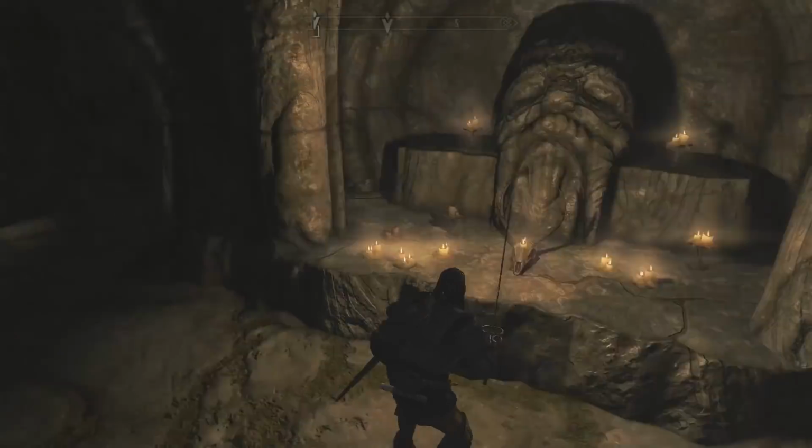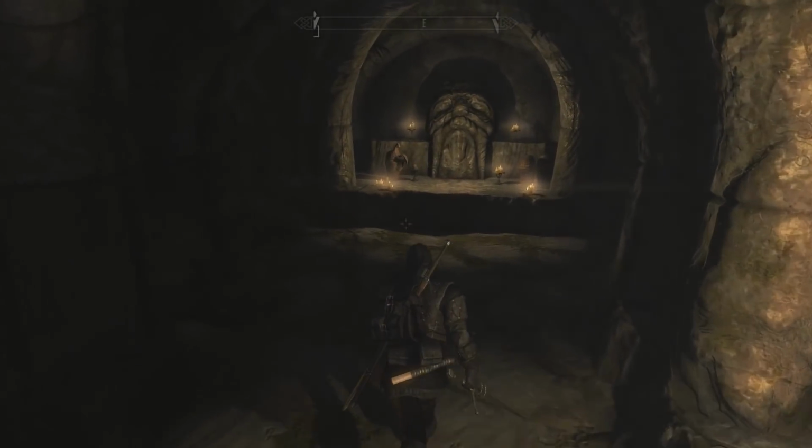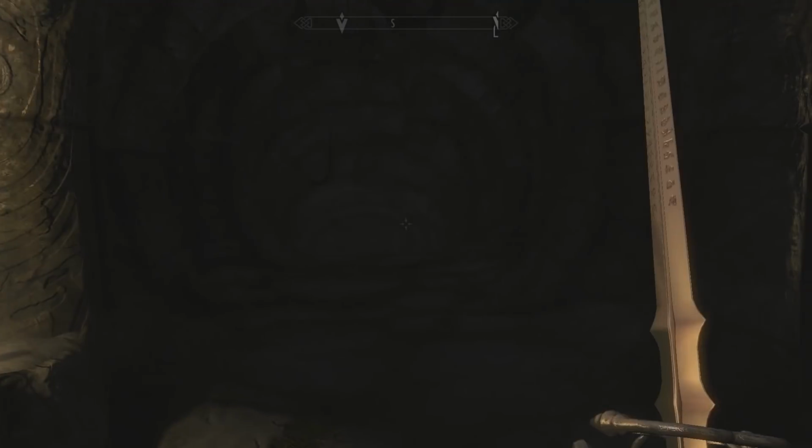All right. Well, that sheds a little light on the darkness, so to speak. So the Vigilants have been lured here, and they're being controlled in some way.